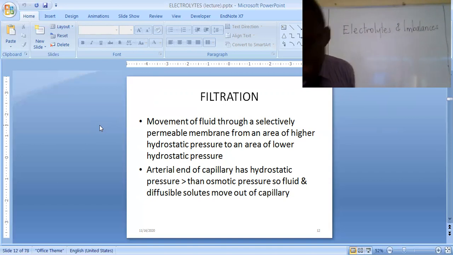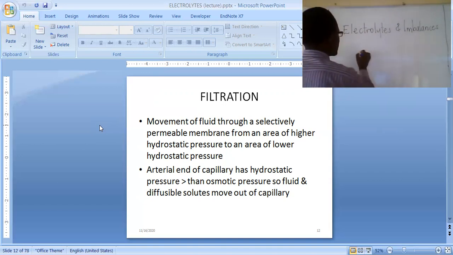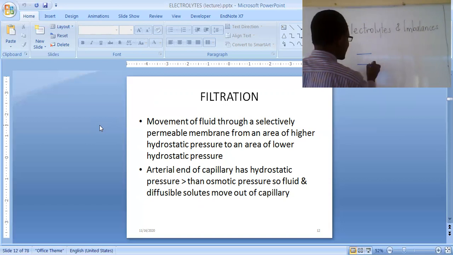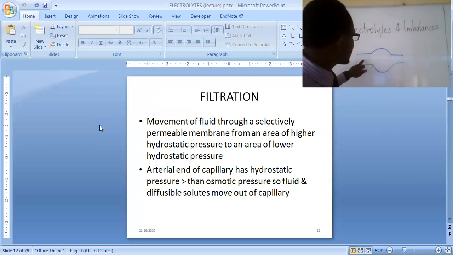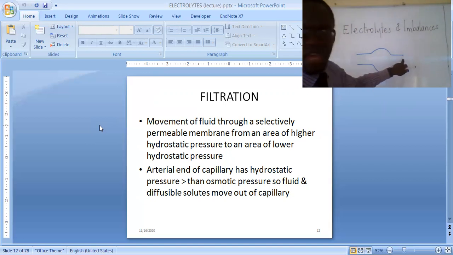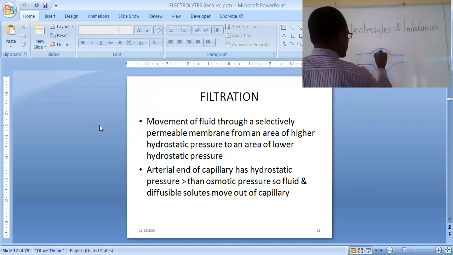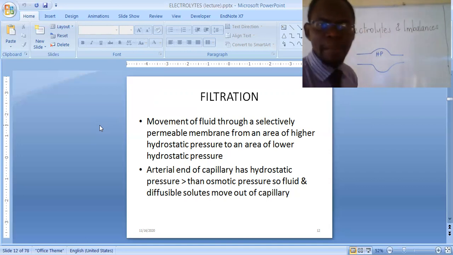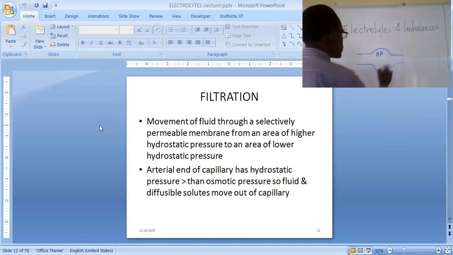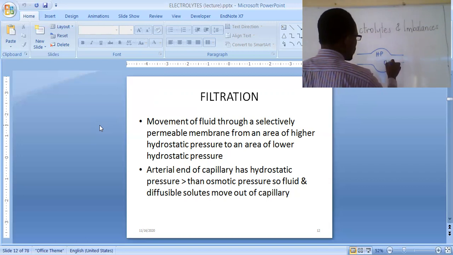Just imagine this is your capillary. This is your arterial end, this is your capillary end, and then this is the venule. Now, there are several forces that act along here. There is the hydrostatic pressure, and there is the oncotic pressure, or the plasma oncotic pressure, OP.